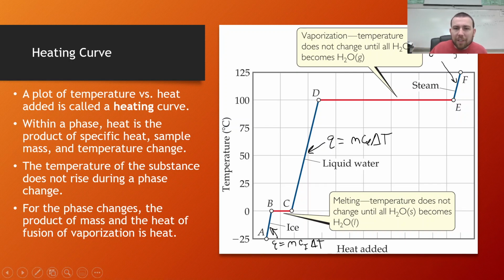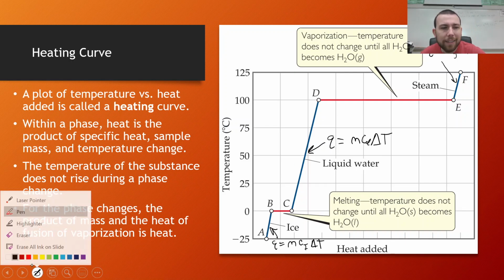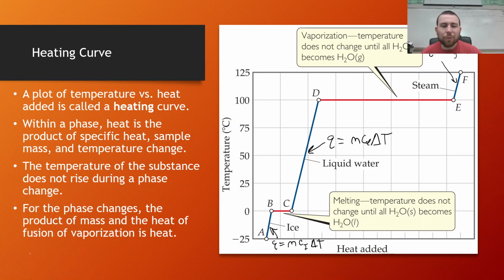However, at segments BC and DE, which are labeled in red on the graph to the right, notice that there's no temperature change. And so during phase changes, that presents a problem. We can't use Q equals mc delta T because delta T would be 0 and there'd be no heat being added, but we know that's not the case. Because what's going on is that energy is being added to break those intermolecular forces. And so at segments BC and DE, we would calculate the heat differently. We use a different type of expression.